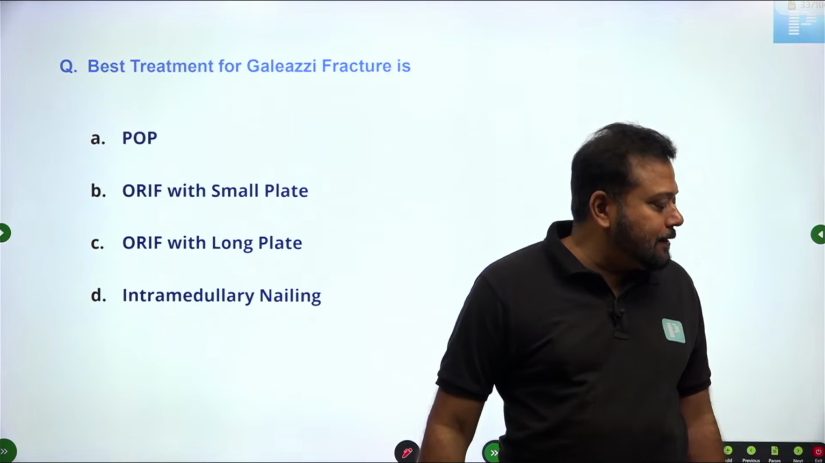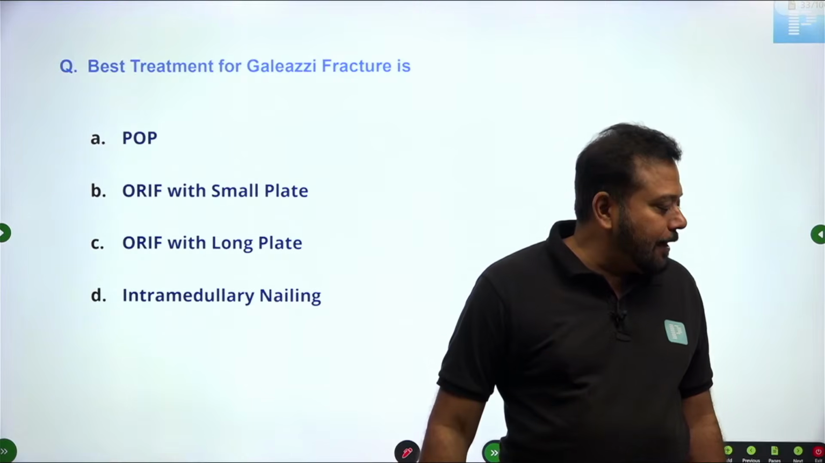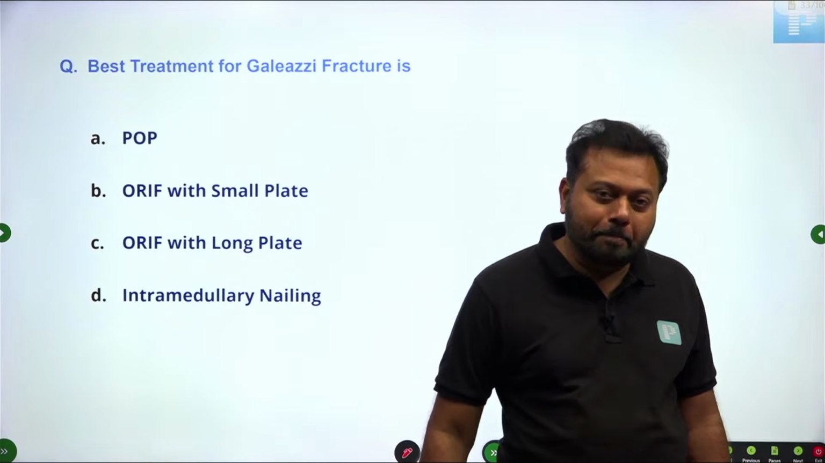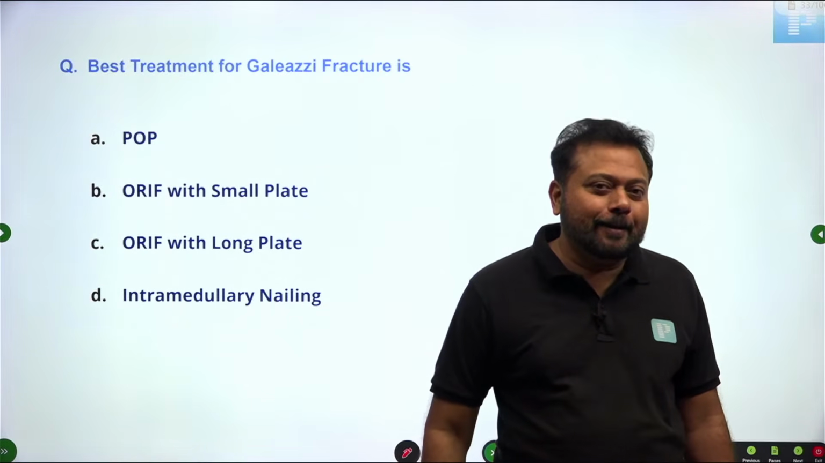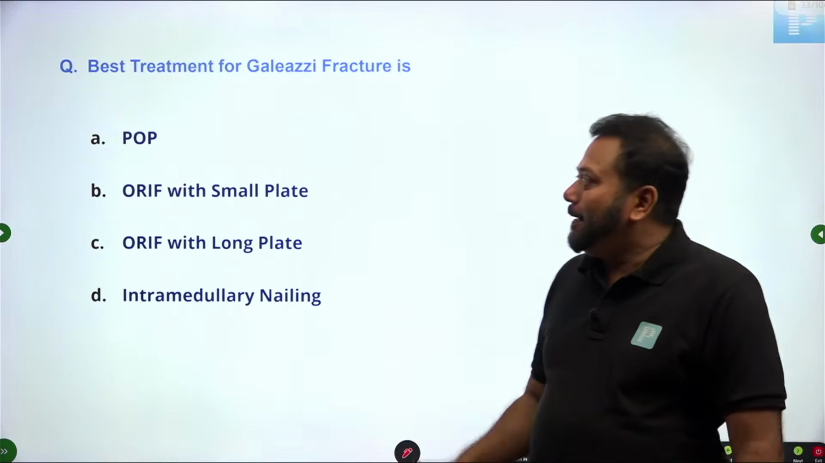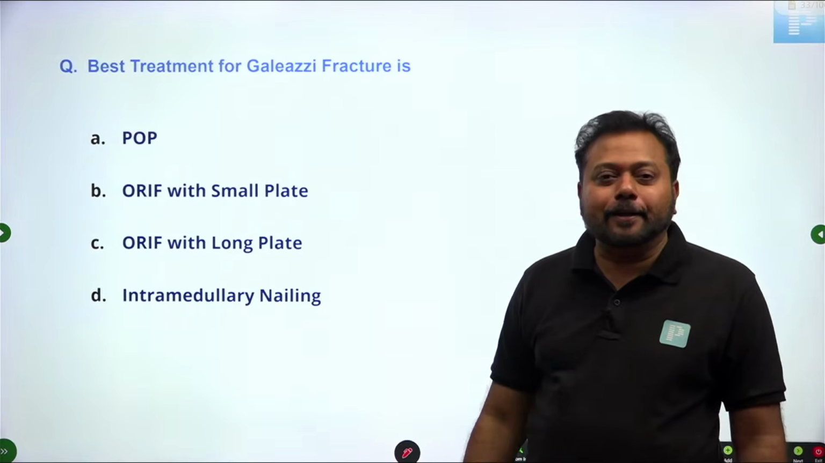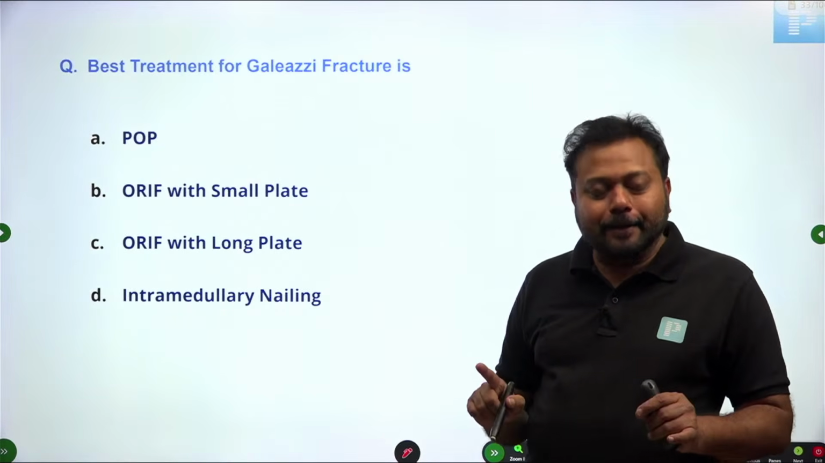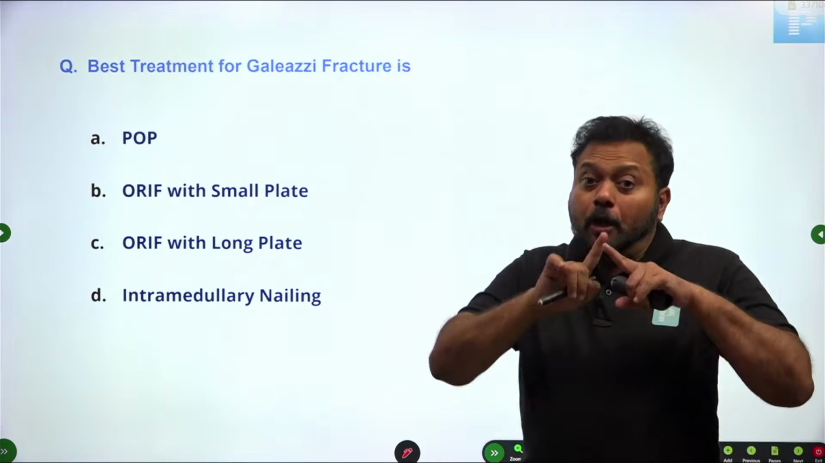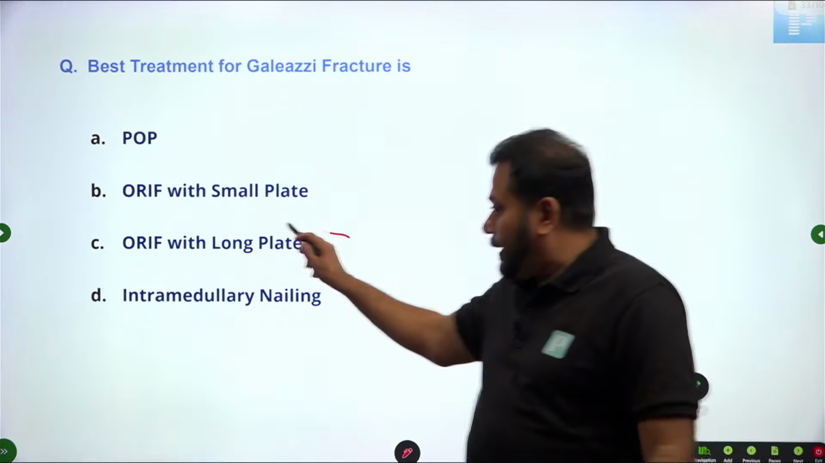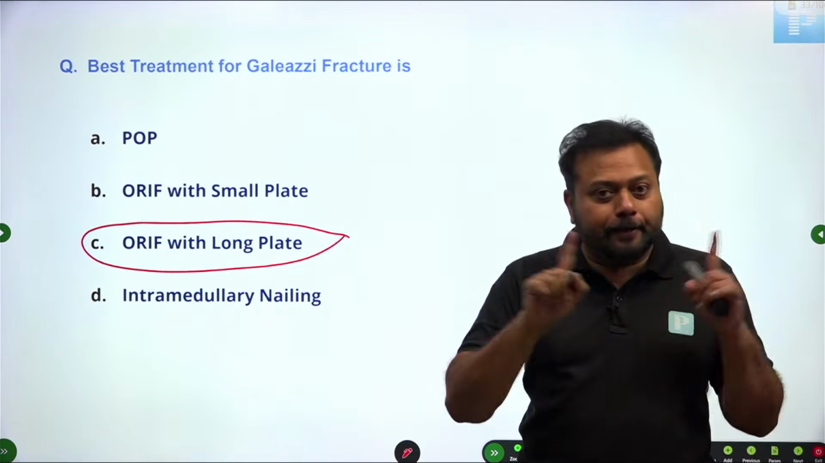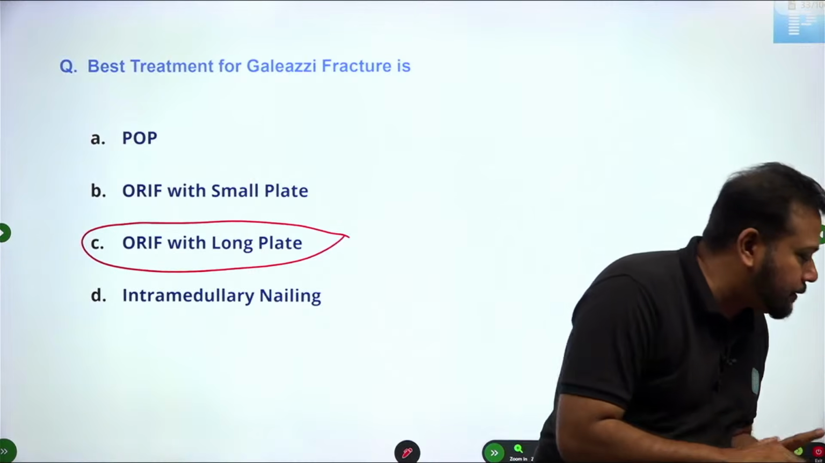Many of you are answering and your answer is B. I will give you the right answer. This is the catch. The best treatment for Galeazzi fracture is open reduction, internal fixation with long plate. I will explain why long plate. The word long is very marvelous.